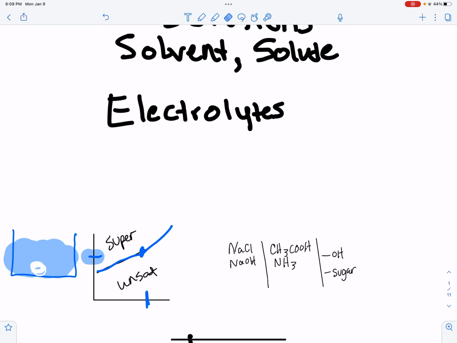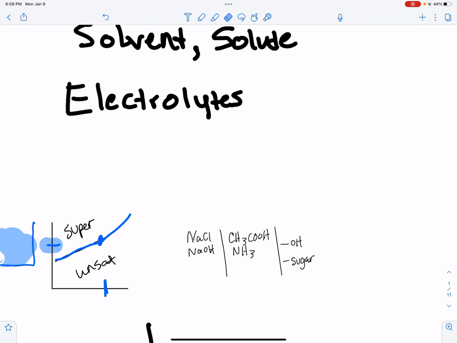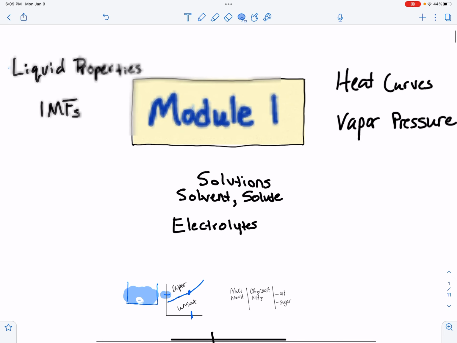And then finally, electrolytes. This is going to be coming up, and it'll be important later also. So electrolytes, if it's strong, it's going to be something that breaks apart completely in water. If it's weak, it'll break apart a little bit. And if it's a non-electrolyte, it'll dissolve, but it just doesn't dissolve for the same reasons as those ones dissolve, and it does not break apart when it dissolves in water. So those are the topics from Module 1.